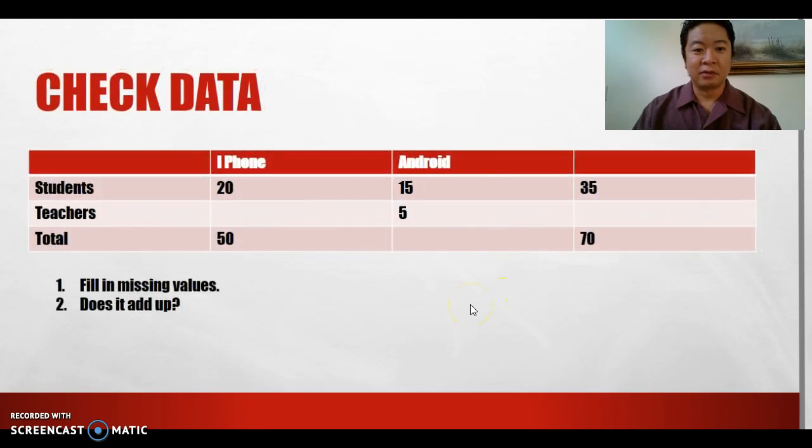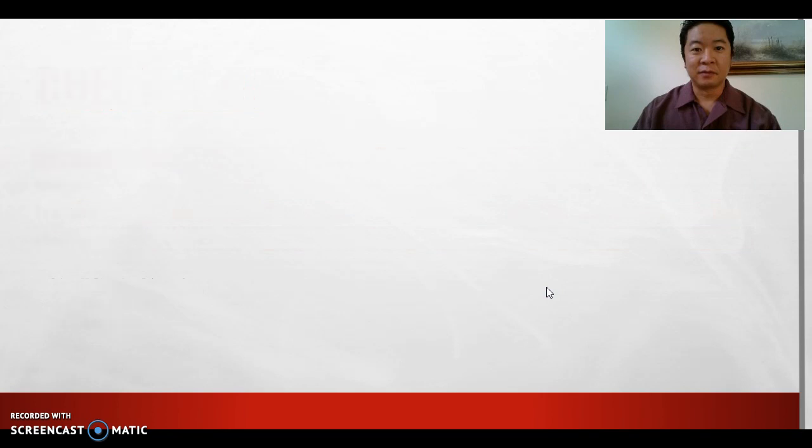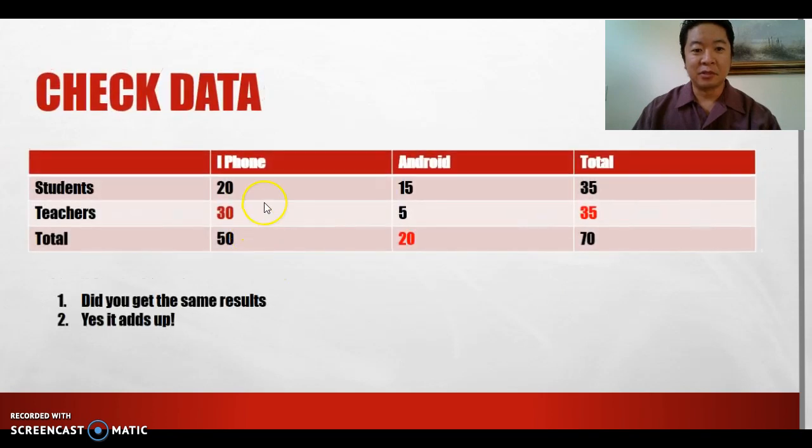So, did you fill in the missing values? Make sure it all adds up. Did you get the same results? We needed 30, 20, and 35. And see, if we take 20 and 15 is 35, 30 and 5 is 35, and 50 and 20 is 70. And vice versa, 20 and 30 is 50, 15 and 5 is 20, and 35 and 35 is 70. Okay, let's move on.